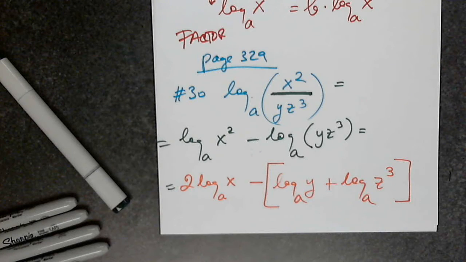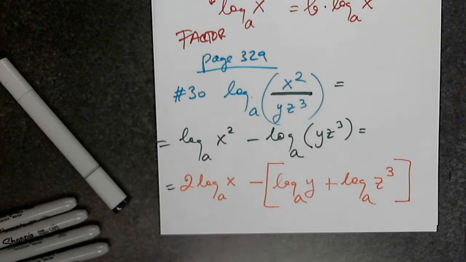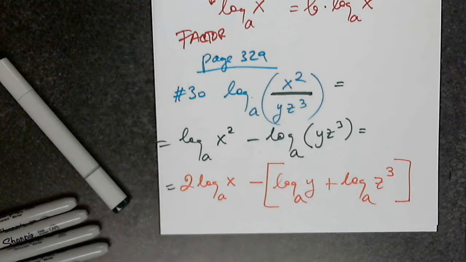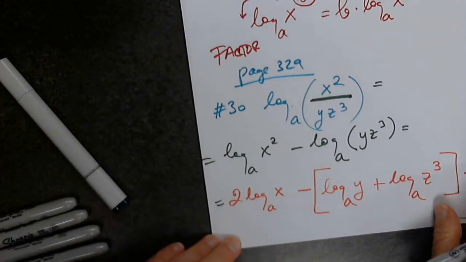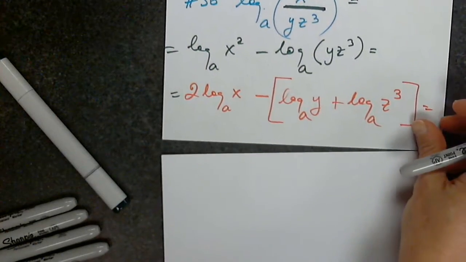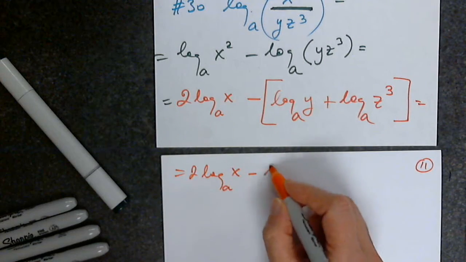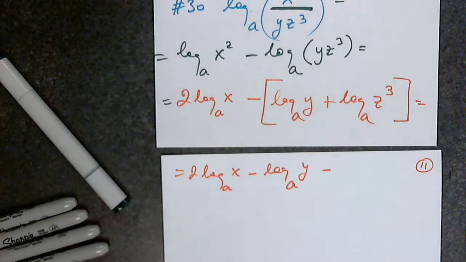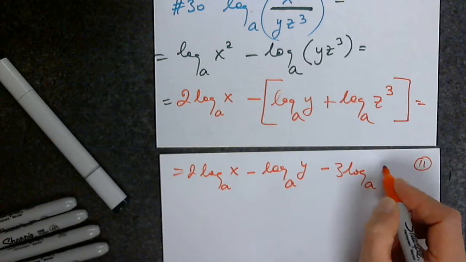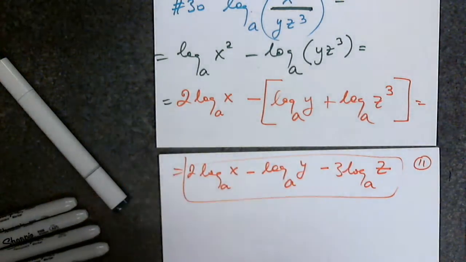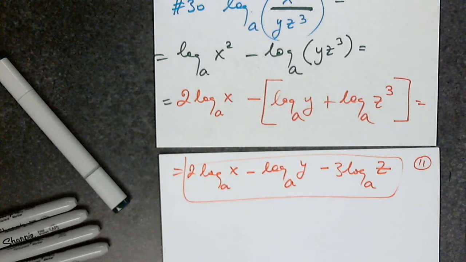There are only two more things we have to perform here. We have to distribute the negative sign to both quantities in brackets, and we have to apply the power rule. So the quotient rule was eliminated, the product rule was eliminated, and now there is one thing left, distributing and applying the power rule. So what is the simplified form? 2 log base a of x minus log base a of y minus 3 log of z. Excellent. This is completely expanded. There are no more rules that I can apply here.